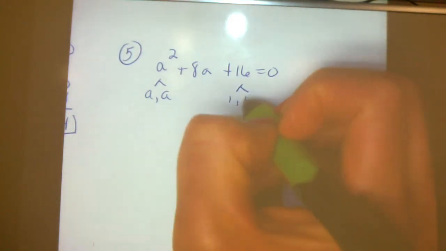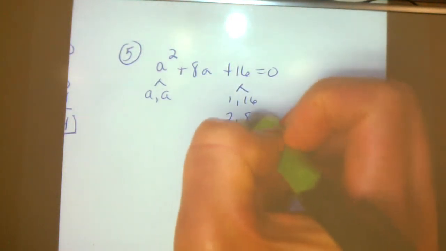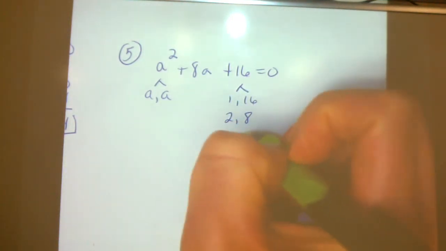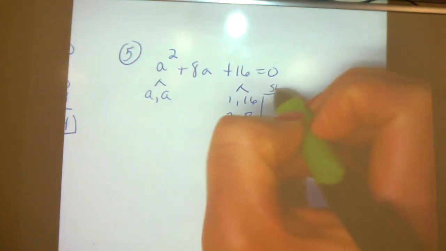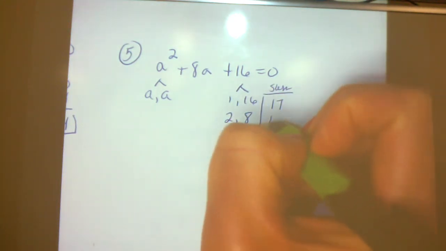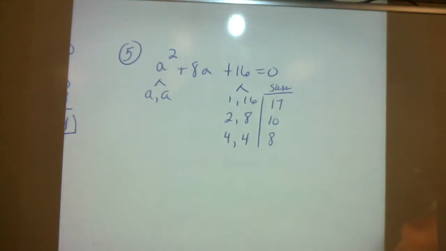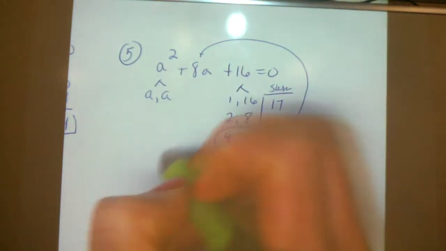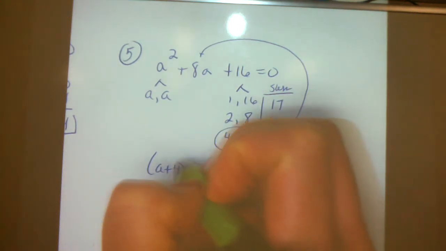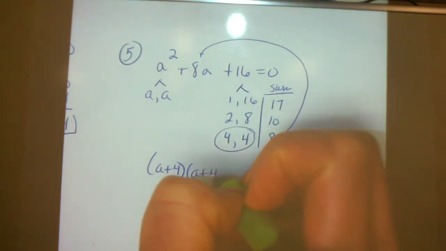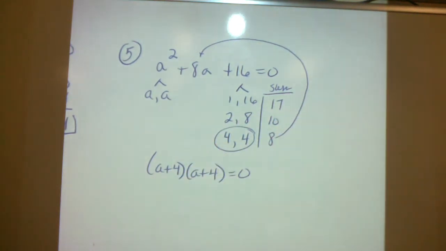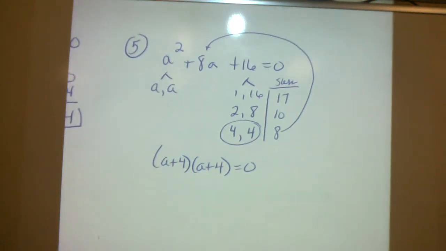I've got 1 and 16, 2 and 8, 4 and 4. Let's take the sum. I've got 17, 10, and 8. That's what I'm looking for. So I've got a plus 4 times a plus 4 is equal to 0. Now if you notice, it's the exact same parentheses.